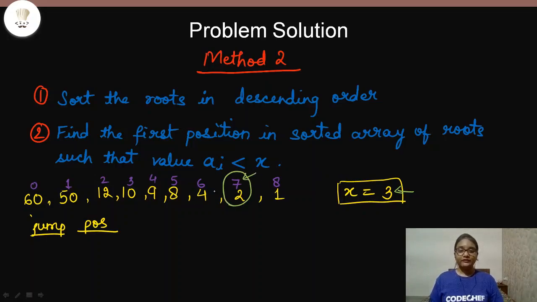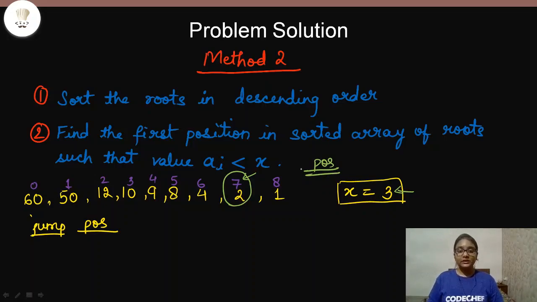Now, when you have found this position out, then you will be able to determine how many roots are there which are greater than this value x. So count the roots 1, 2, 3, 4, 5, 6 and 7. And this position that you have found out is 7 itself. So this position will let you determine how many roots are there which are greater than x.